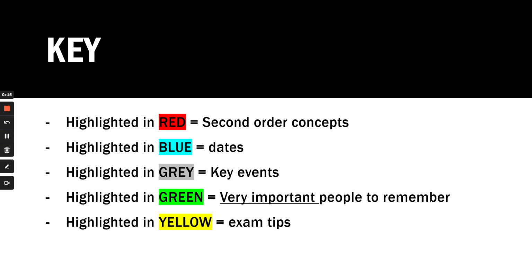Highlighted in red are your second order concepts, which are really important if you want to get the highest grades. The green highlights are very important people to remember, so people who crop up quite a lot in the exams. They're people who you can write a lot about quite often.